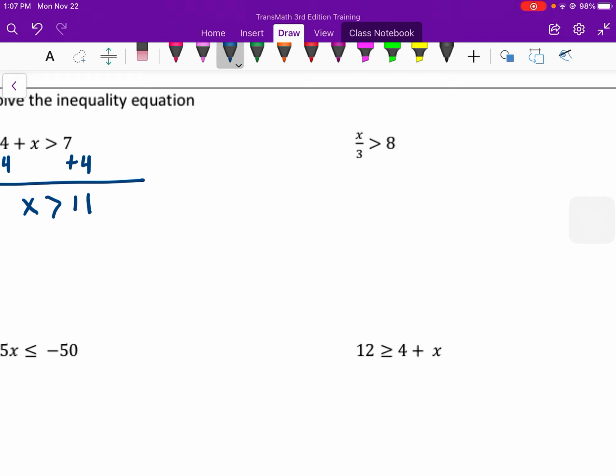In this one, we have x divided by 3. That's what this fraction bar means. So to get rid of a divide by 3, I need to multiply both sides by 3. That will take care of that, and we'll get x greater than 8 times 3, which is 24. And then we're done.